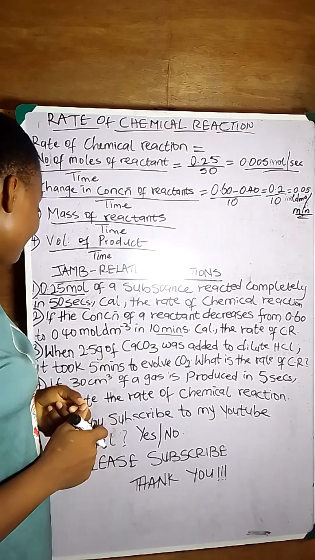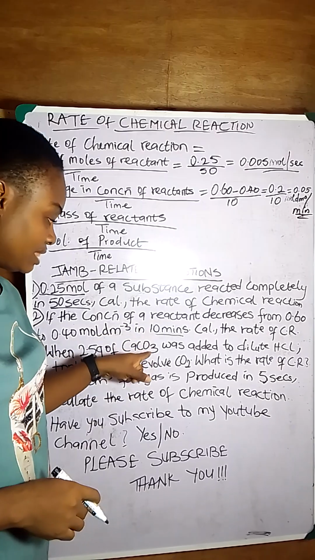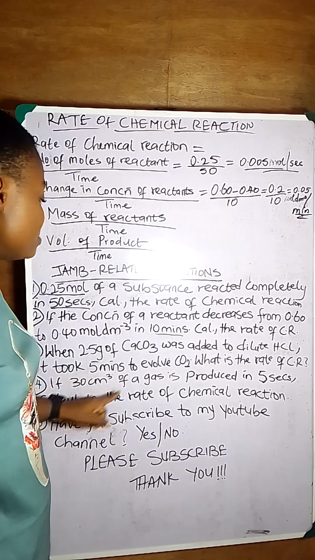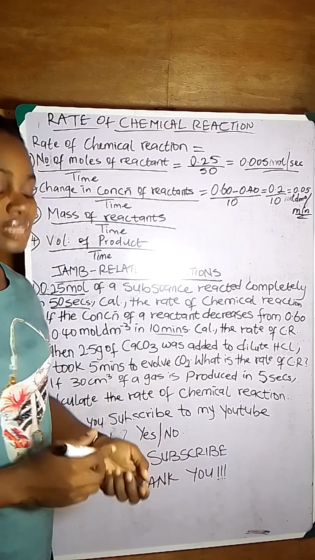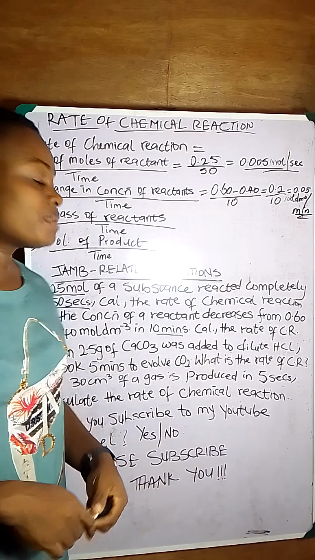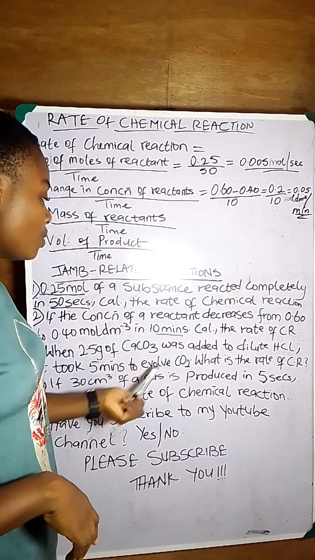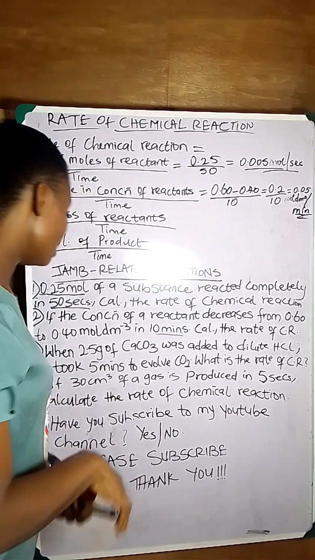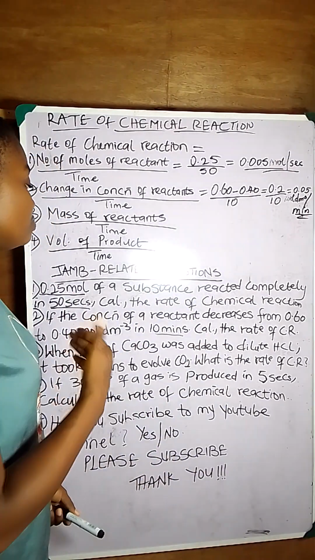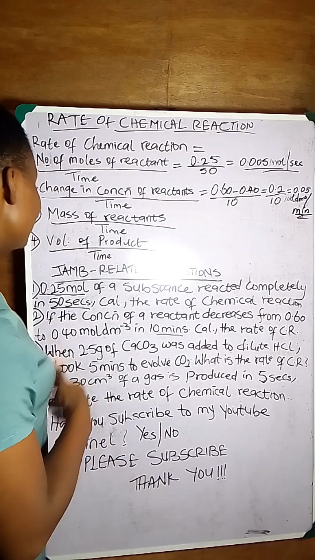So for question number 3, it says when 2.5 grams of calcium trioxocarbonate IV was added to dilute HCl, it took 5 minutes to evolve CO2. This is carbon IV oxide. As you know, it's already a gas. What is the rate of chemical reaction? Let me take down the question again. When 2.5 grams of calcium trioxocarbonate IV was added to dilute HCl, that means that CaCO3 is reacting with dilute HCl and it is producing the gas CO2. Okay? Now, let's solve together.